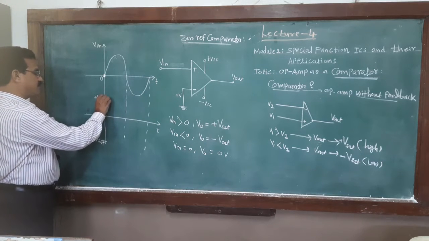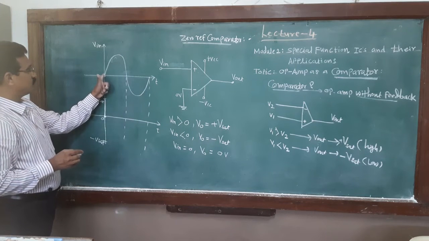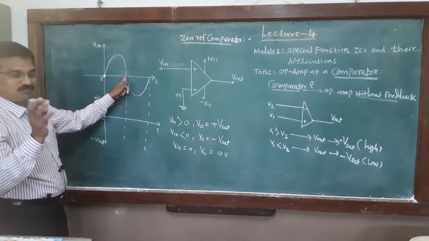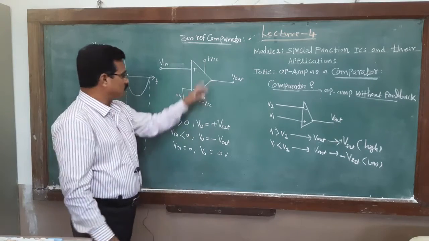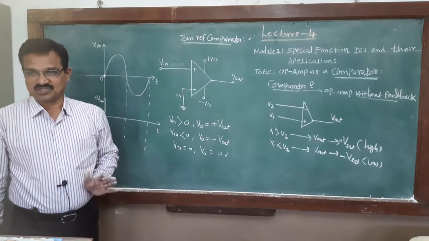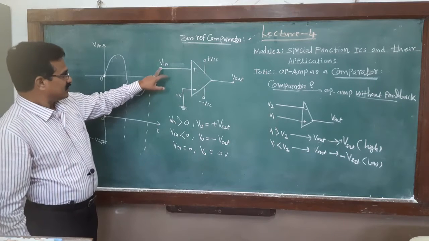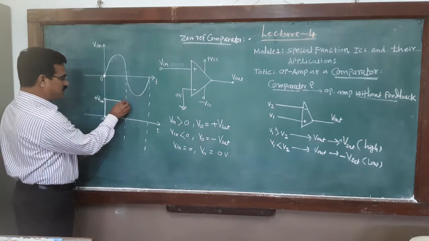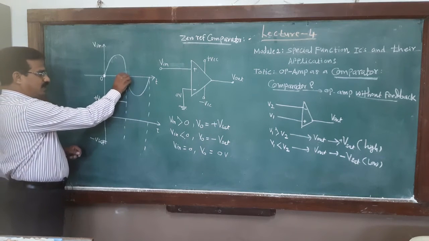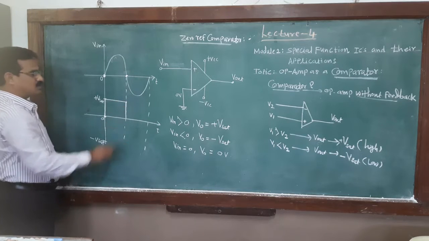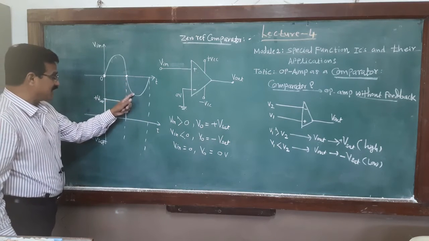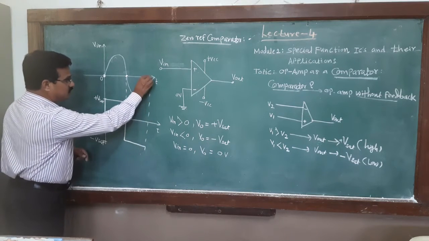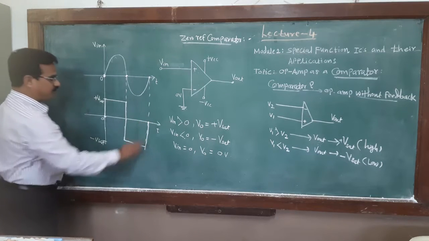But when the input is slightly positive in this direction, at that time what will happen? The output of the comparator goes into positive saturation, because the input here, as compared to 0 volt, is positive during this region. But at 0 volt it switches back. When the input is negative, in this direction, it goes into the negative saturation, and then again at 0 volt it switches in this direction.